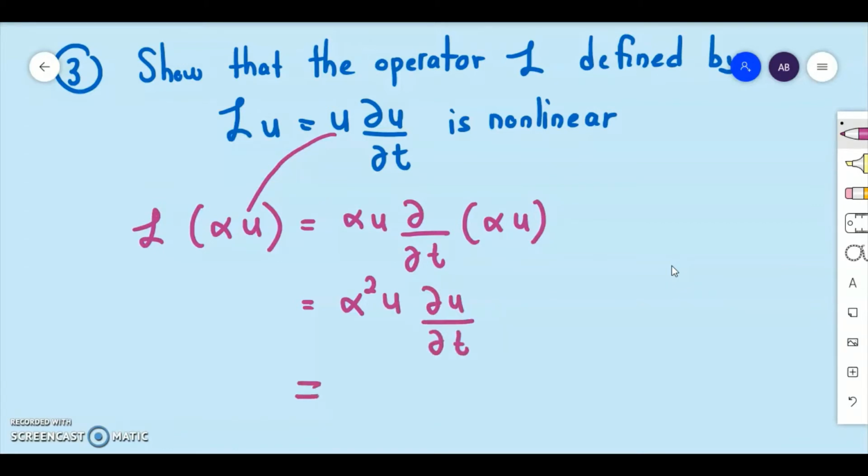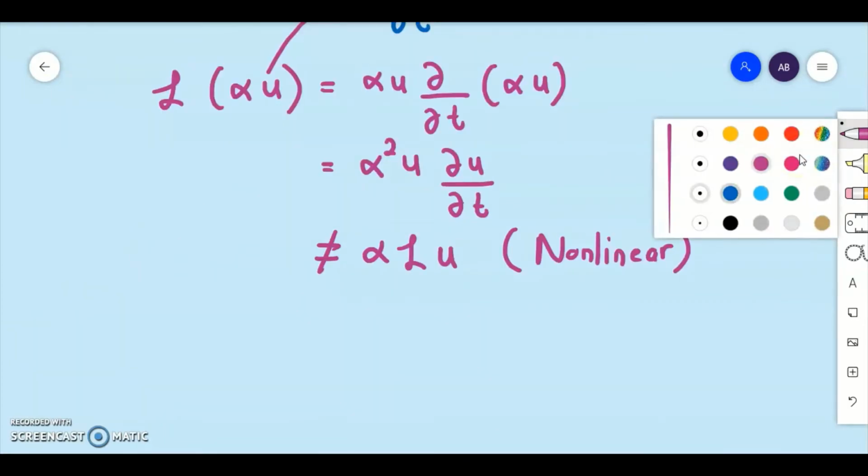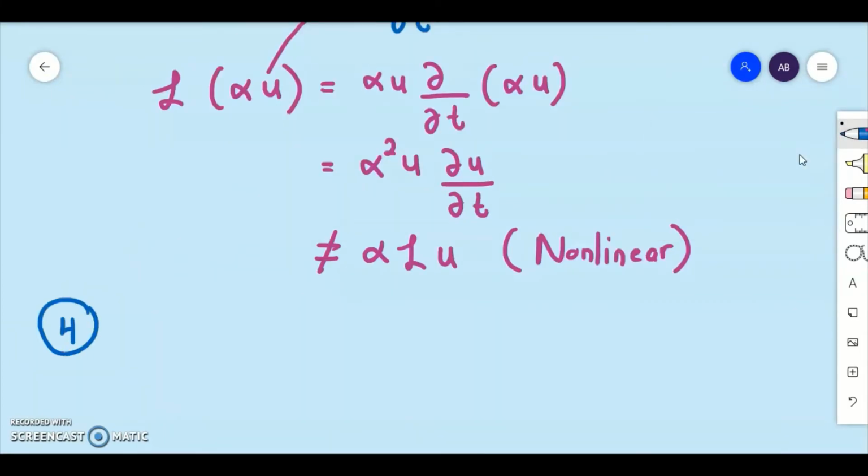Now this is not equal to alpha times the operator L acting on U. Okay, this is not the same. So we have a non-linear PDE. So this is an example of non-linear. Let me see if I can find another example of a non-linear PDE. Okay, another example of a non-linear term. So I'm going to show you this one, this term here: UX plus UT equals 0.